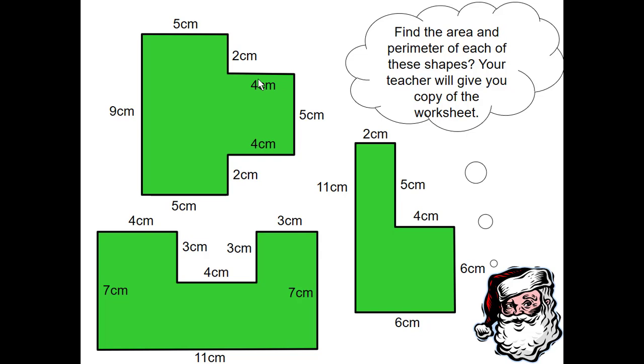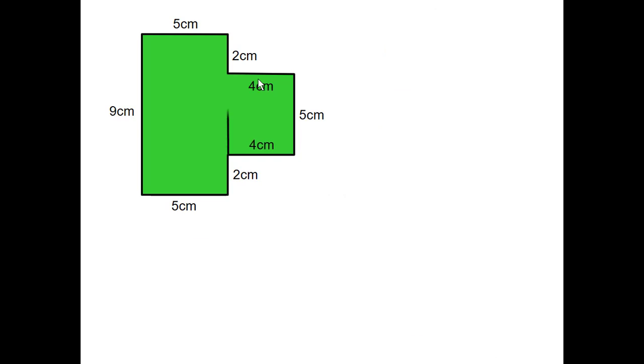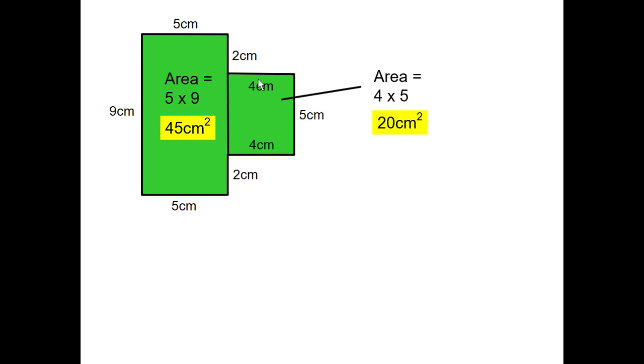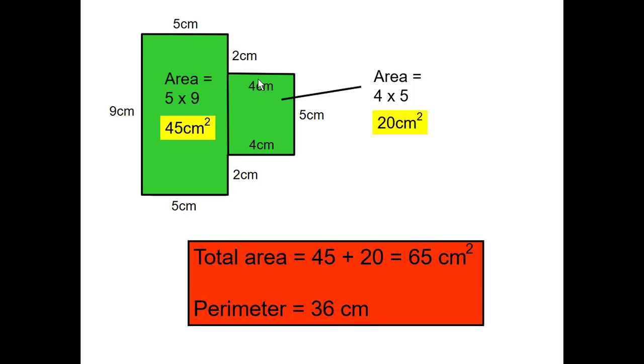I'm giving you time so that you can pause the video and write the answers. So the first one, split it up. The first one, 45 centimeters squared. Second one, 20 centimeters squared. When you add all of it, 45 plus 20, you get 65 centimeters squared. And the perimeter, which is the total distance around the shape, 36. Did you get that as the answer?